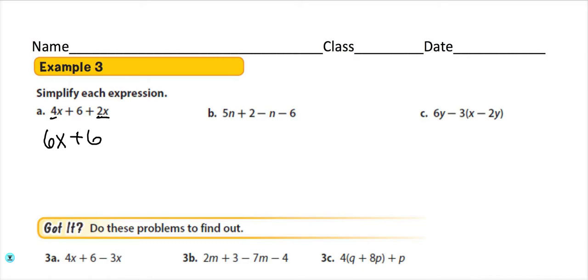Okay, so let's look at 3b. Sorry, we have 5n plus 2 minus n minus 6. So we have a 5n with a minus n. So 5 minus 1. Remember, this is actually minus 1n here. So 5 minus 1 would be 4n. And then we have 2 and negative 6. Okay, so what is 2 and negative 6? Well, we have different signs so subtract. So 6 minus 2 would be 4. Sign of the larger number was negative, so that would be minus 4. So it's 4n minus 4.